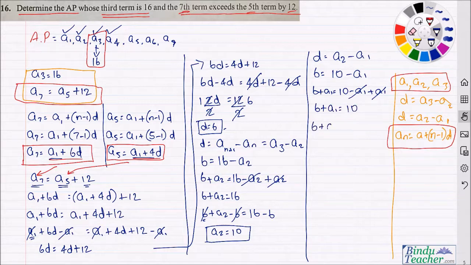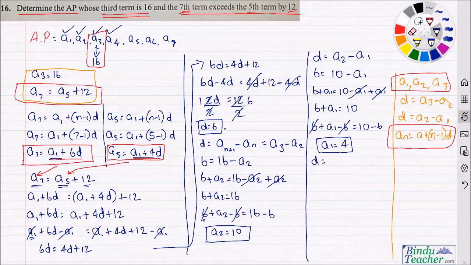Again 6 plus A1 equal to 10. We'll do a minus 6 here and a minus 6 here as well. Plus 6 minus 6 cancel out each other. We get A1 equal to 4. So now we have the values A1, A2, A3. Let's find out one more.